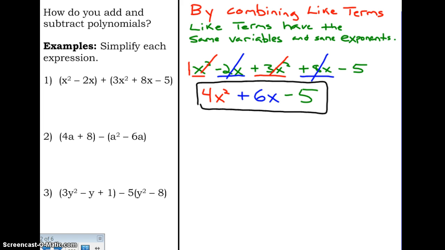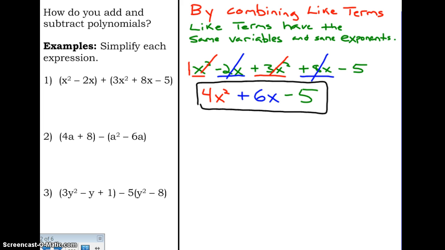In our next example, we have 4a plus 8 in parentheses minus a squared minus 6a in parentheses. So this minus sign is what we want to focus on here. This is a similar problem to the one that we just did. However, we have a minus sign instead of a plus sign. Minus signs are a little trickier than plus signs because plus signs don't really change anything, whereas a minus sign outside of parentheses is going to change whatever follows it. Okay?